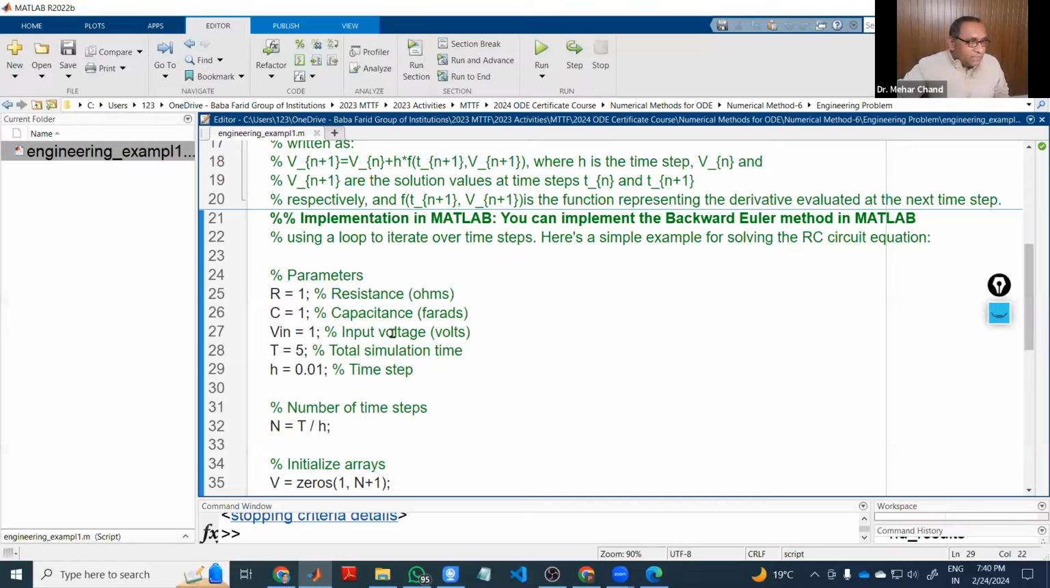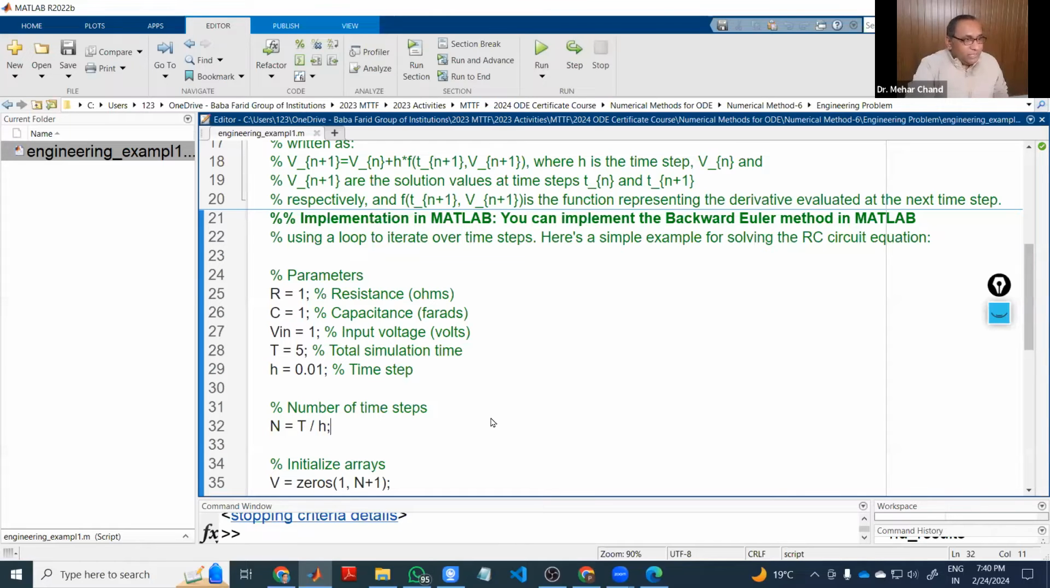The value of R we are choosing is 1, that of C is 1, and the input voltage we have is also 1, and T is the total simulation time. H is the step size, and the number of time steps, if you want to calculate, will be N equal to T by H.